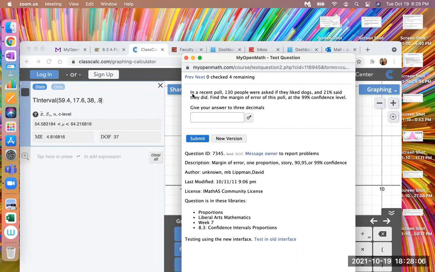So let's read it carefully. In a recent poll, 130 people were asked if they like dogs. 21% said they did. That's a proportion. They're telling you the amount of people in the sample that either like something, believe something, or vote a certain way. They're giving us a proportion. Find the margin of error of this poll at the 99% confidence level. Because they're giving me a proportion, this is strong evidence that this is a proportion problem.